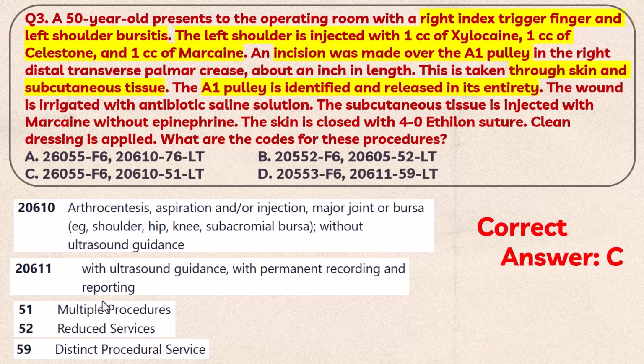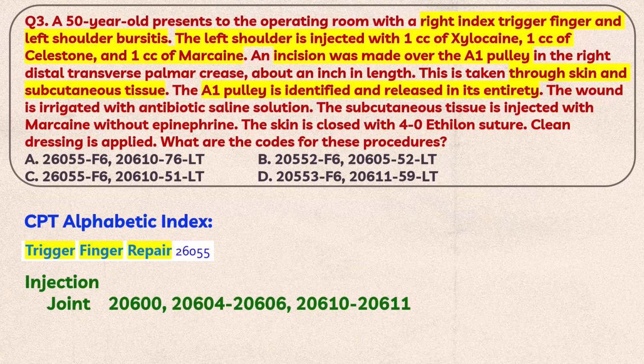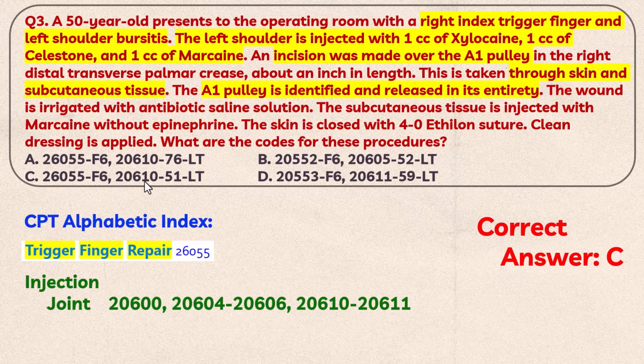If you encounter this case in a real working scenario, you have to use the CPT alphabetic index. In the CPT alphabetic index, you can directly find the code for the trigger finger. That is trigger finger repair. Only one code it will mention, that is 26,055. You can go back to the tabular list and confirm the answer. So that is the code for the trigger finger. For the injection, you have to go to the main term injection, then go for the subterm joint. There are codes available. Again, you have to come back to the tabular list and confirm the answer. Once you confirm, the correct code will be 20,610. So the correct answer is answer C.